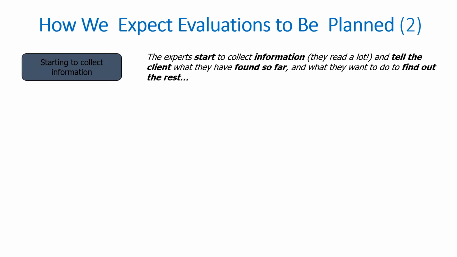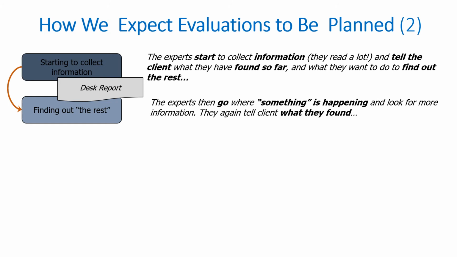Once the evaluation starts, they start by collecting information. Normally, this tends to be a desk report at stage one, where all project documents and program documents are analysed. Once that is done, the evaluators will then go where something is happening and look for information. So this is where the evaluators will visit maybe some particular project activities or interventions or meet with some beneficiaries.